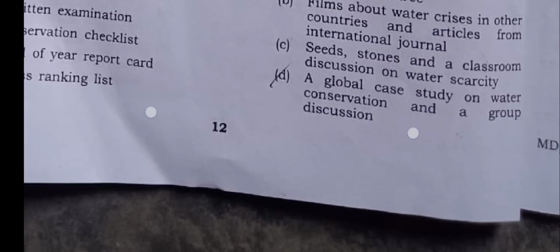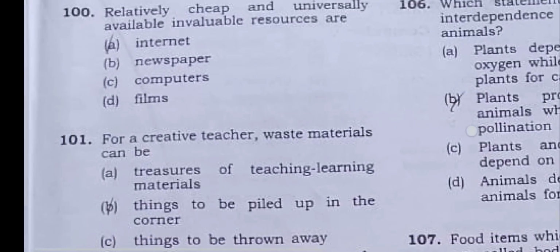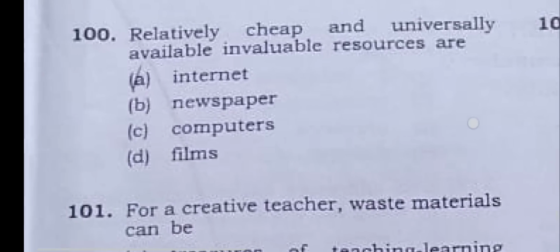Now we shall come to question number 100. Relatively cheap and universally available invaluable resources are what? The correct option here is option number B, newspaper. Now 101. For a creative teacher, waste materials can be what? It can be option number A, treasures of teaching learning materials.